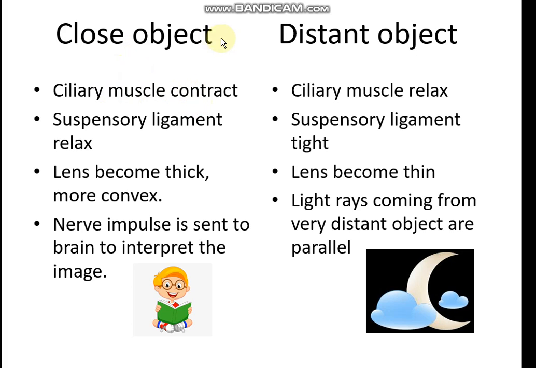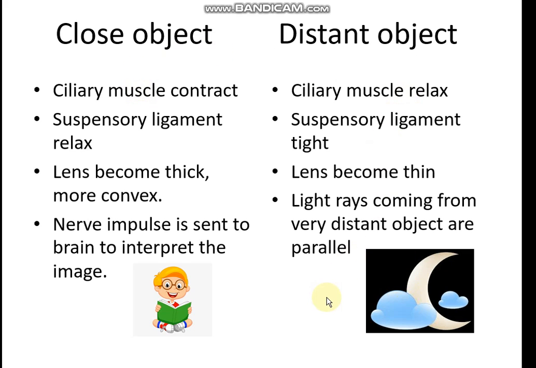Now in comparison, when we are looking at a distant object, it is opposite to that of a close object. The ciliary muscle will relax, the suspensor ligament will be tight, and the lens will become thin. As a result, light will be able to focus onto the retina and the image is formed. So this is how the image is formed when we are looking at a close object or a distant object.